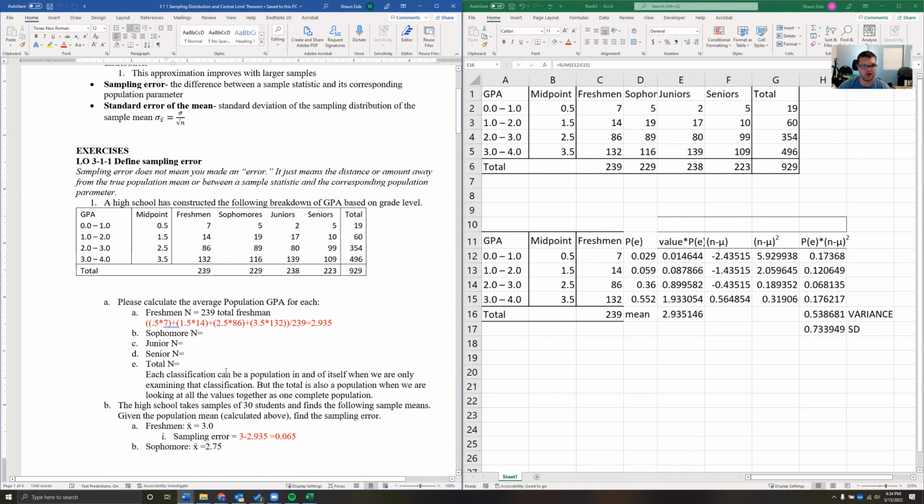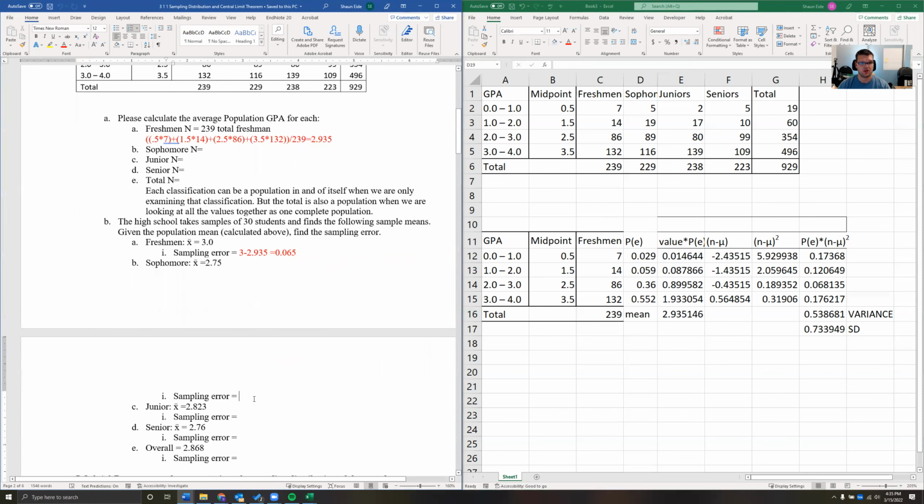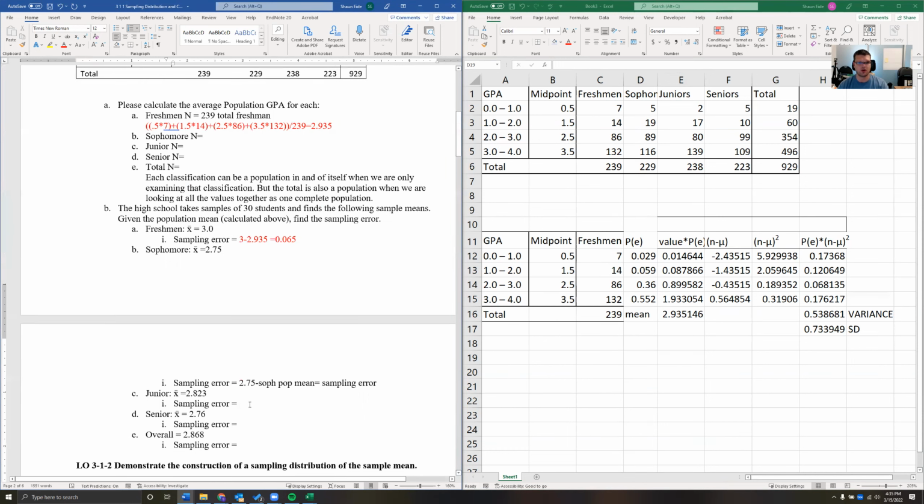And then the next thing that we're going to do is called sampling error. Coming down here, if we have, for instance, we calculated the mean right here. So we take a sample and we subtract the population mean from the sample mean. So you've got the population mean that you calculated right here. So you take the sample mean minus the population mean, that gives you the sampling error. You do the same thing right here with sophomore. You do 2.75 minus sophomore pop mean. That will give you the sampling error. The same thing going all the way down.